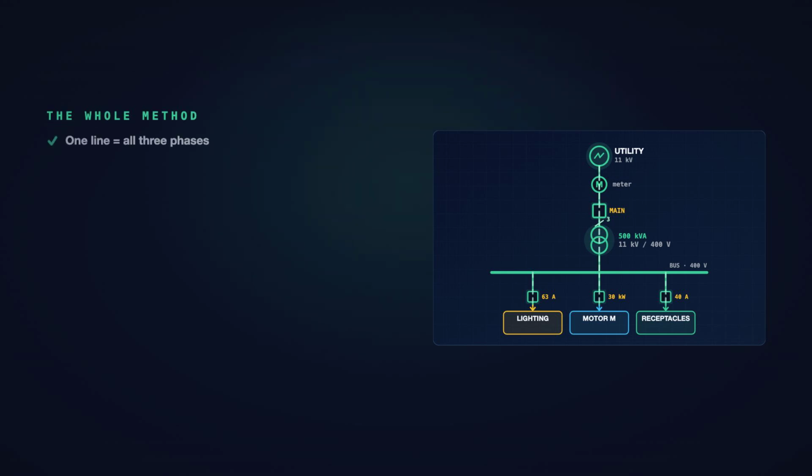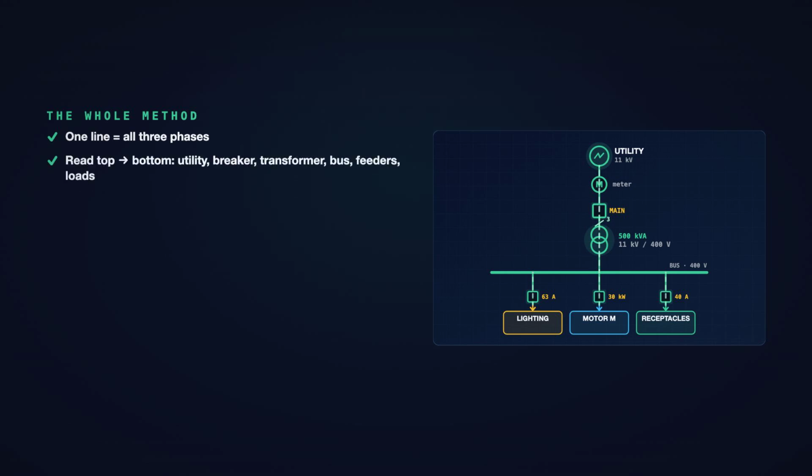So here's the whole method one more time. 1 line stands for all 3 phases. Read it top to bottom. Utility, main breaker, transformer, bus, feeders, loads. Learn the 7 symbols. Label the ratings that matter, and leave the wiring detail for another drawing.